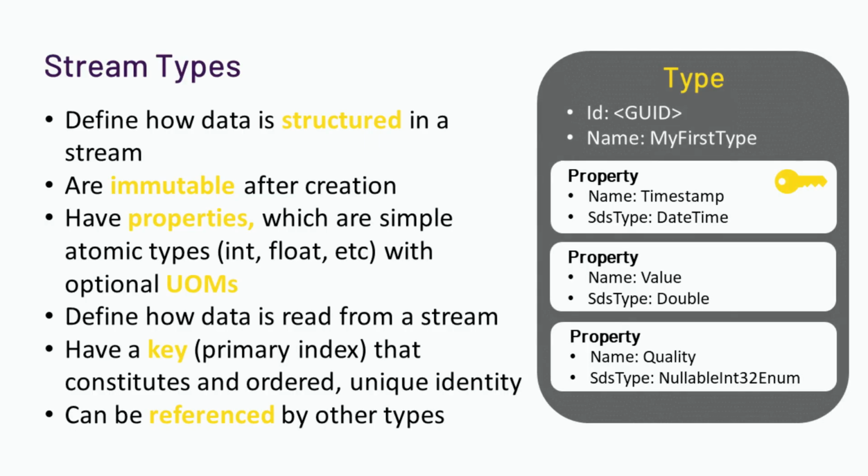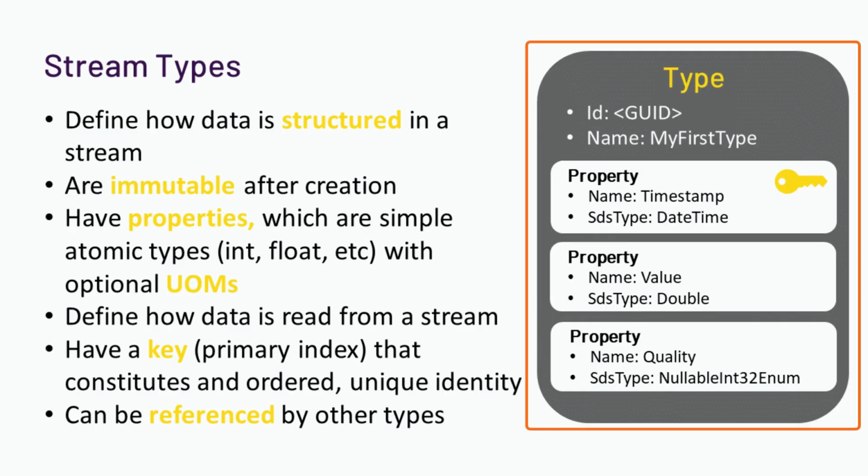So, let's dig a little deeper and take a look at each of those components. We will start with stream types, and these define how data is structured in a stream. They are immutable after creation, meaning you cannot change them after they've been created. They have properties, which are simple atomic types, ints, floats, etc., with optional units of measure.